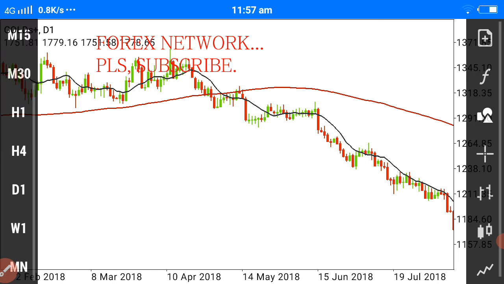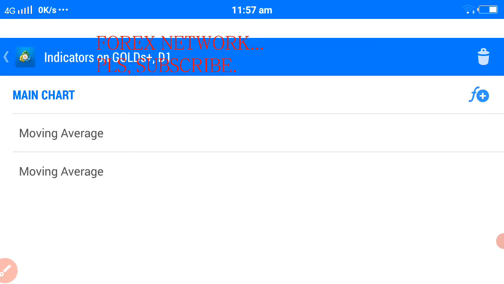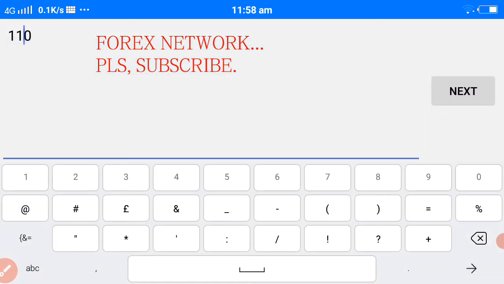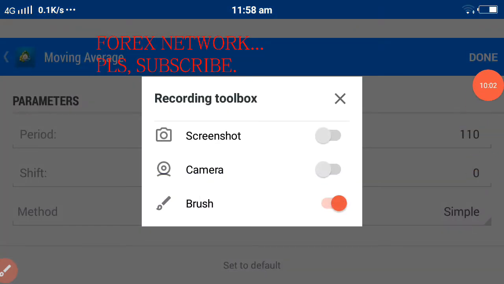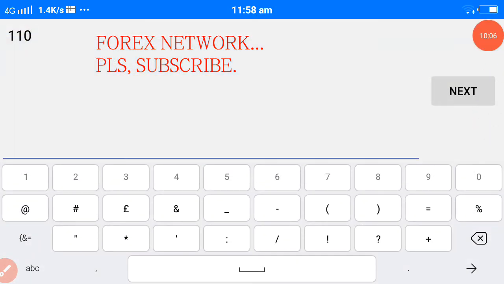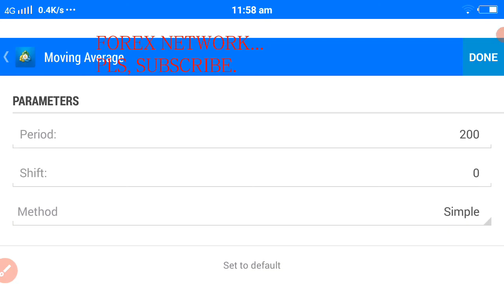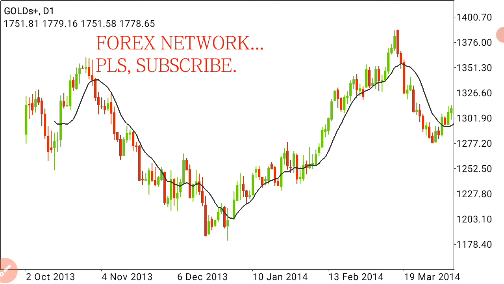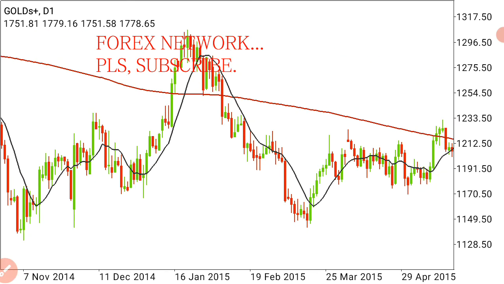Let me do the 200 period. I think the 200 period is actually better. Let me put the 200 period. Okay, good. So here is the 200 period moving average at this level.